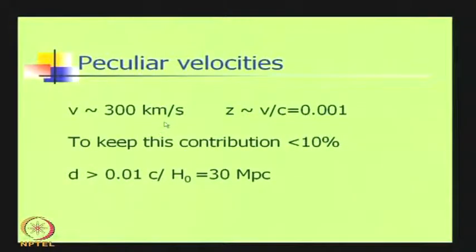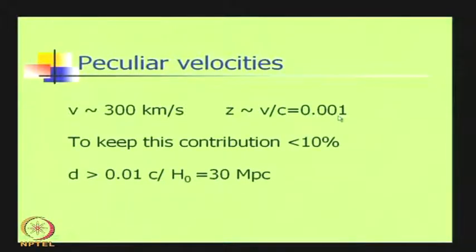Okay. So, there are peculiar velocities in the universe, this is an observed fact, and the peculiar velocities typically have speeds of the order of few hundred kilometers per second. So, you could take a typical speed to be 300 kilometers per second, and if you convert this to redshift using z is equal to v by c, then you get that this corresponds to a redshift of 0.001. I have chosen 300 so that the division is easy. So, peculiar velocities will contribute to the redshift, and the contribution will be of the order of 10 to the power minus 3.